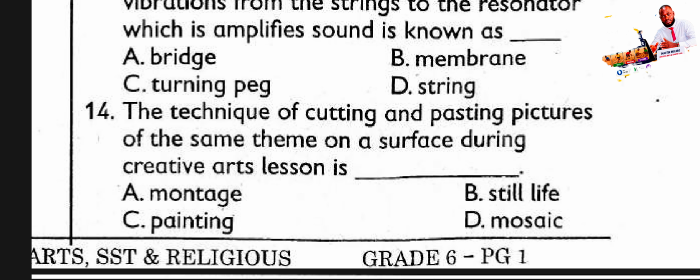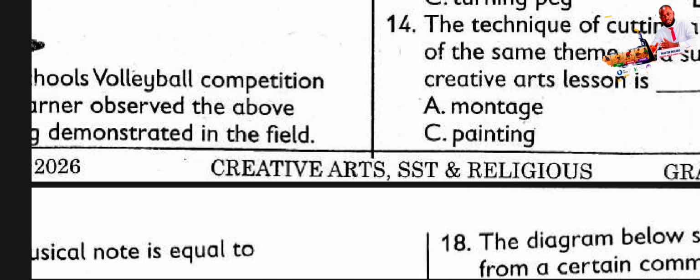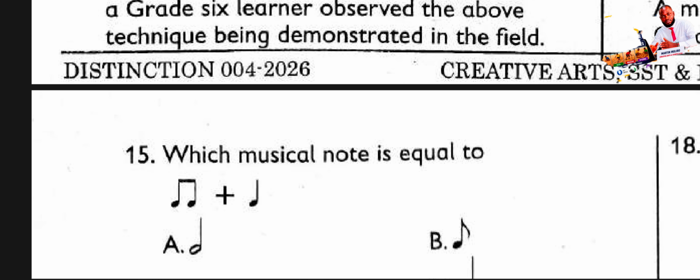Number 14, the technique of cutting and pasting pictures of the same theme on a surface to create a picture. This one is known as montage or photomontage. Still life is drawing a non-moving object. Painting is applying or smearing of colors on a surface. Then mosaic is pasting of small similar materials on a surface to create an image. So the correct answer for number 14 is montage, which is also known as photomontage. A.